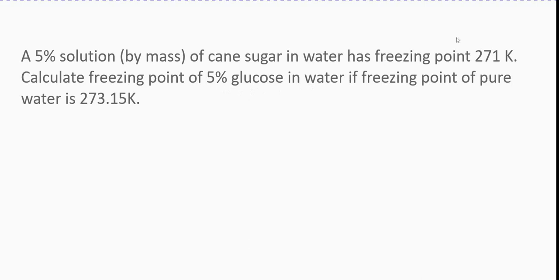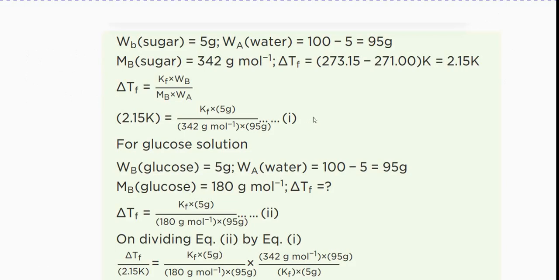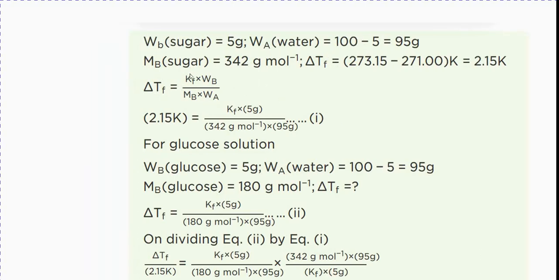So two freezing points they had given, so we can use the difference in freezing point formula. Look here, this is the formula we are going to use. That is ΔTf, the difference in freezing point, is equal to Kf, the molal freezing point depression constant, into Wb, the weight of the solute, divided by the molar mass of the solute into the weight of the solvent.